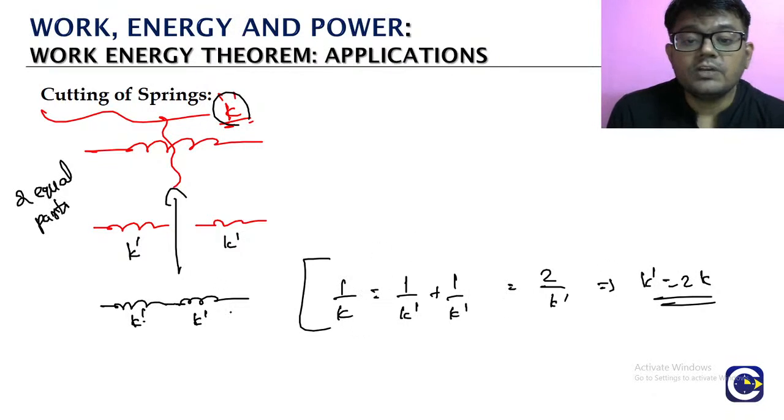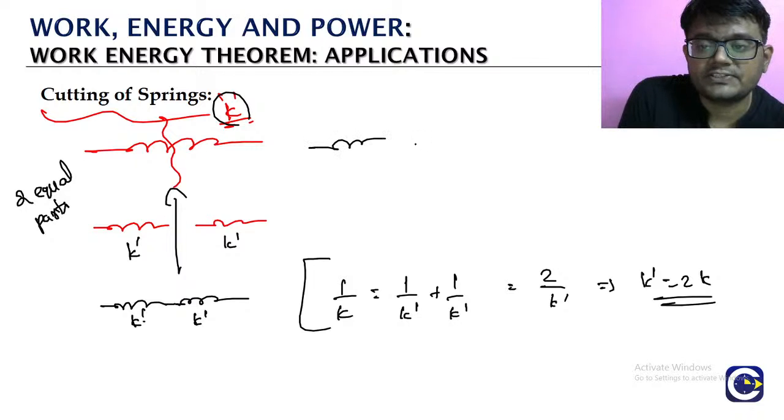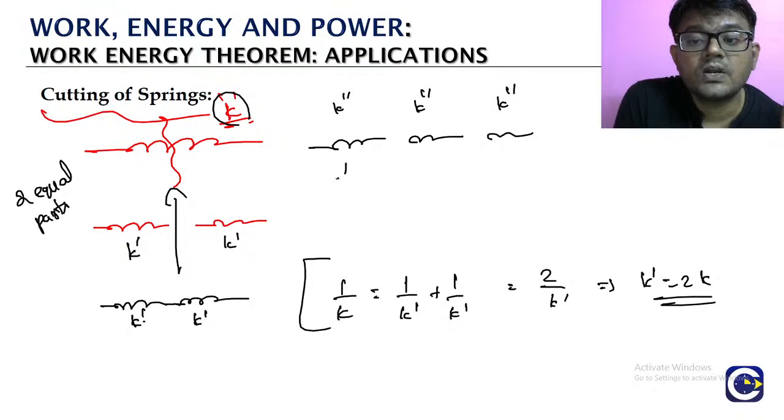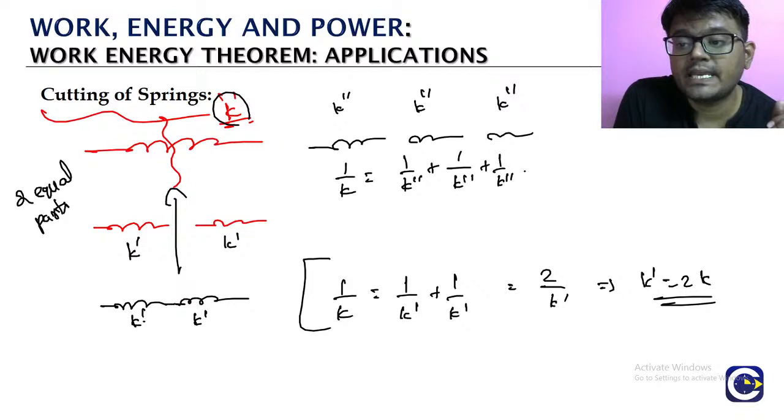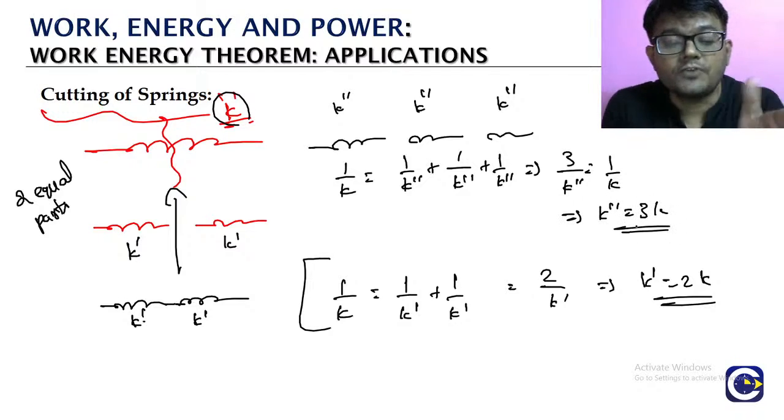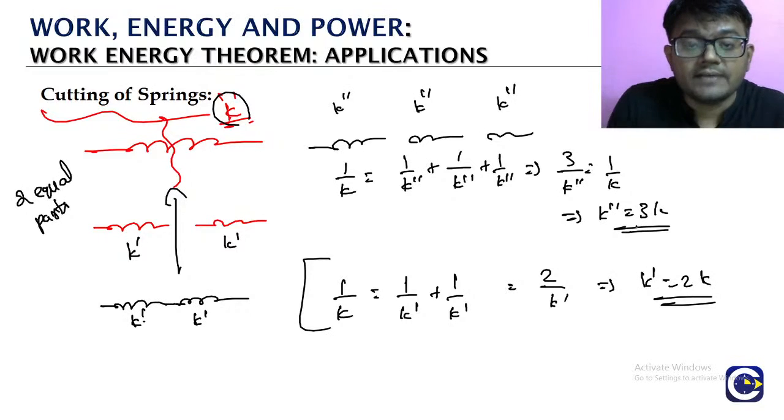If you divide this into three equal parts, let us call each of them K double dash. Now what we'll have? 1 by K is equal to 1 by K double dash plus 1 by K double dash plus 1 by K double dash, like a series of 3. From here we'll have 3 by K double dash is equal to 1 by K, which means K double dash is equal to 3K. So if you cut the spring into 3 equal parts, each of them has how much spring constant?